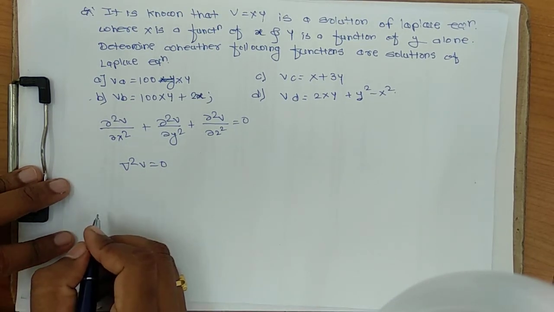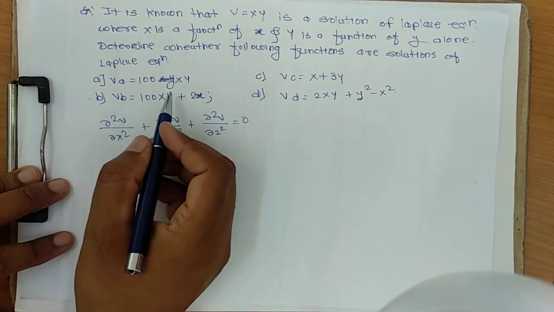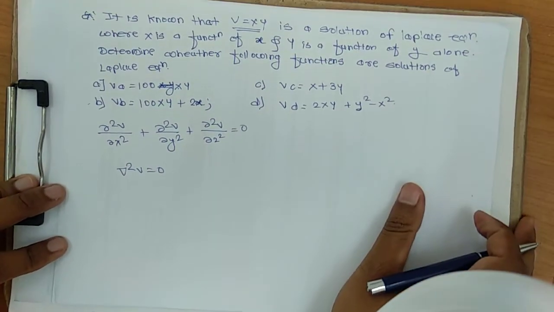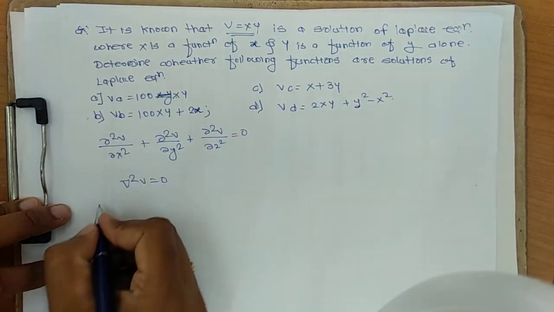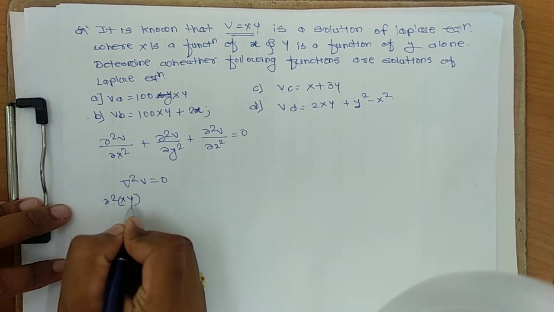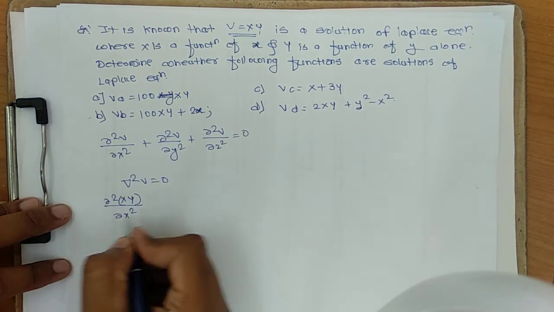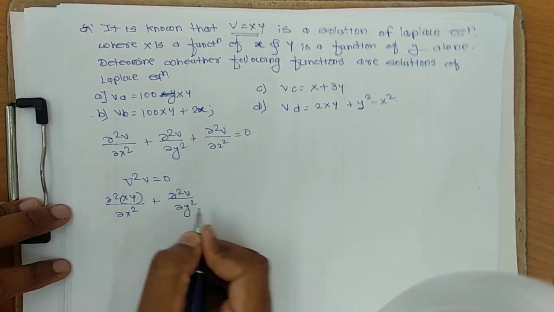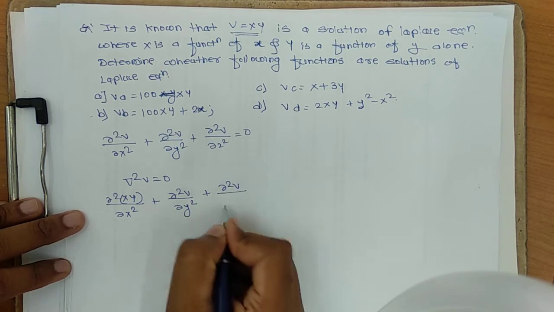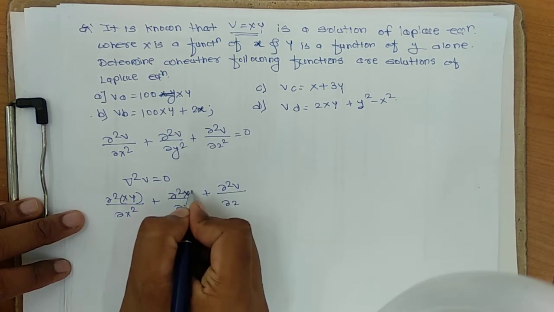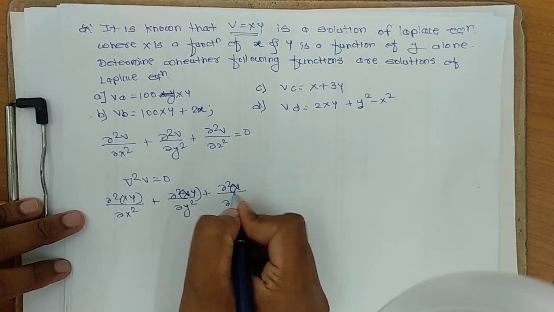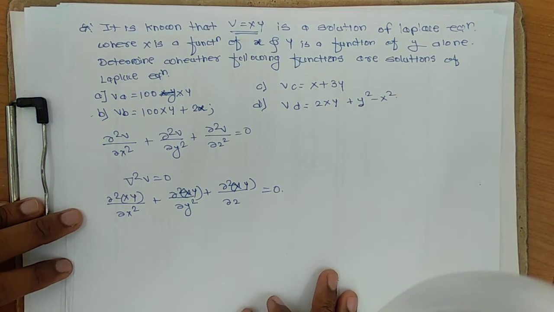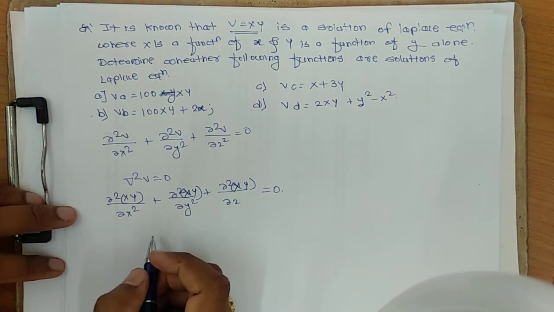Suppose now we put v equal to XY, that is, v is a function of x and y. So instead of v, I will put XY: ∂²(XY)/∂x² plus ∂²(XY)/∂y² plus ∂²(XY)/∂z² is equal to 0. That is what we have to find out.